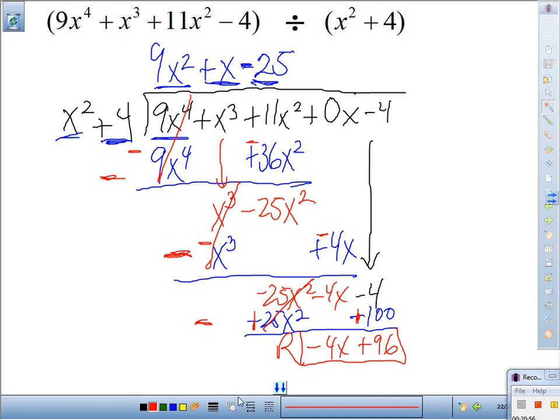All right, so let's write it the way it should go. What's my whole number? 9x squared plus x minus 25 plus a fraction. What's my fraction? Negative 4x plus 96 over x squared plus 4.